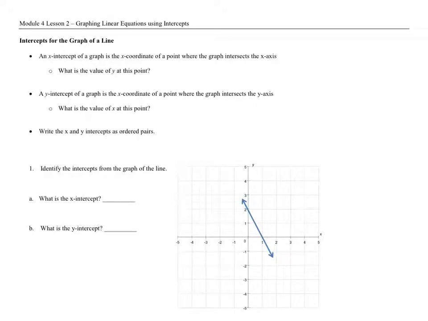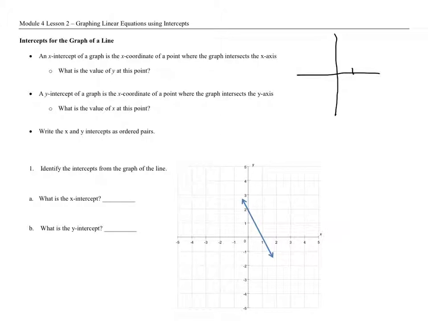Module 4, Lesson 2 is graphing lines or linear equations using their intercepts. Now we're going to talk about what they are. What's an intercept? The x-intercept of a graph is the x-coordinate of the point where the graph intersects the x-axis.